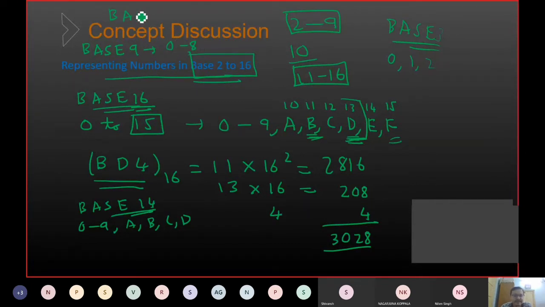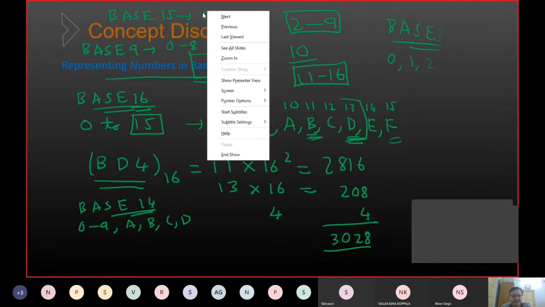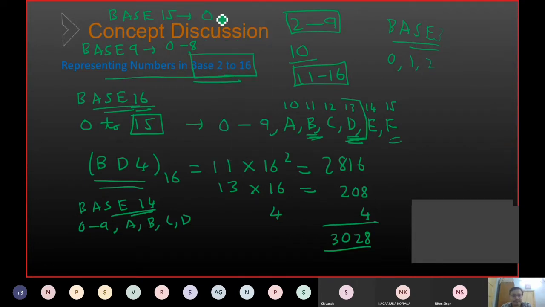Similarly, in base 15, 0 to D. Not D. Base 15 means till 14. That is E. So basically, all numbers from 0 till 9, and then A, B, C, D, and E will be allowed because E is 14. So all characters effectively from 0 to 14 are going to be allowed.